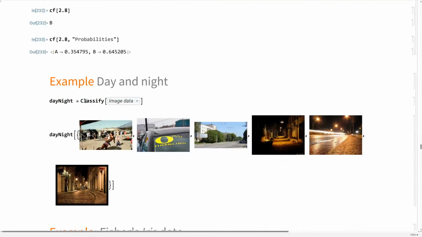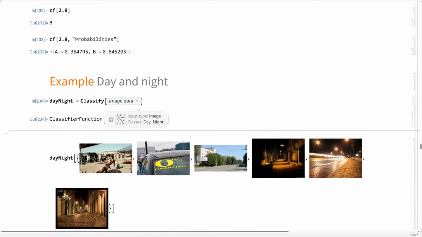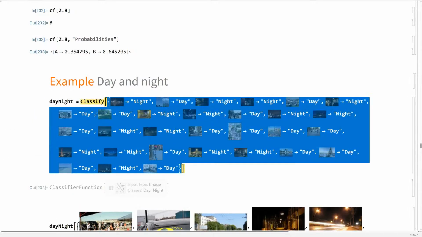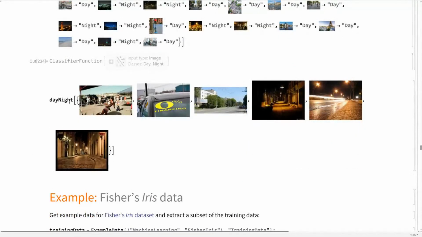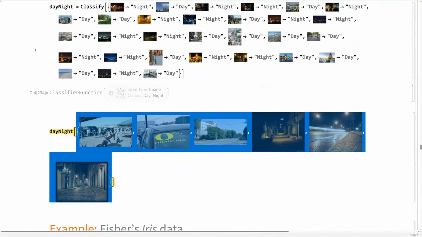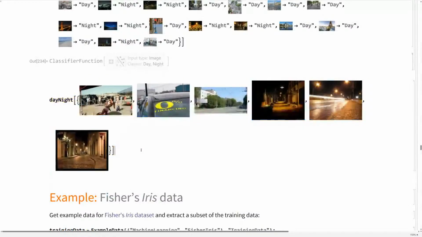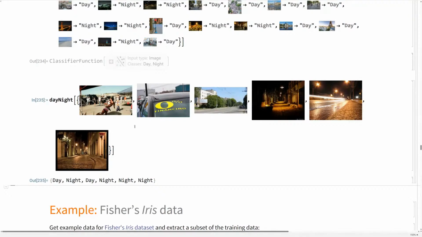All right, so the next example is this day and night example. First of all, I'm training this classifier with this data, and now this is a set that is not included in my training data. So let's just see how my model is doing. All right, so it's seeing the last three as nights, which is correct.